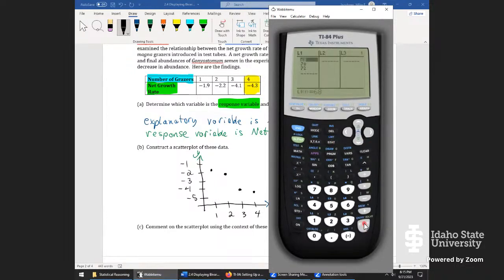Hit enter again. Wipe out any data you have. I just have data in L1. So I'll hit clear here and enter. And now it's been wiped out. Now, this is a little bit tricky. It says L1, L2, but what would you suspect goes in L1? Should it be number of grazers or net growth rate?